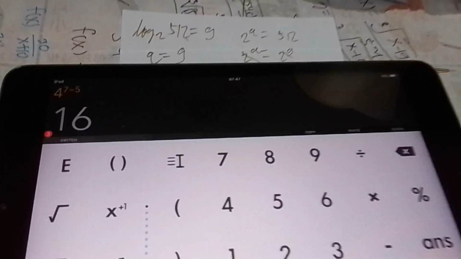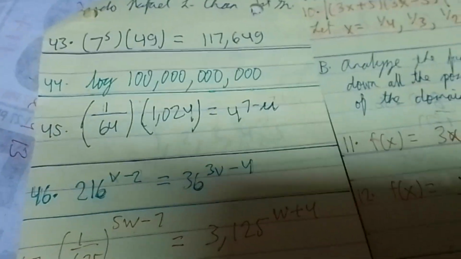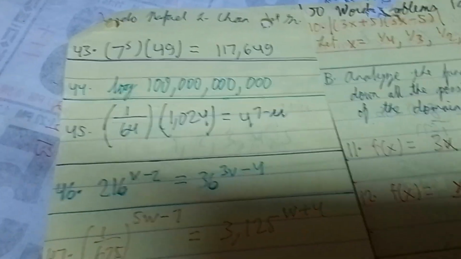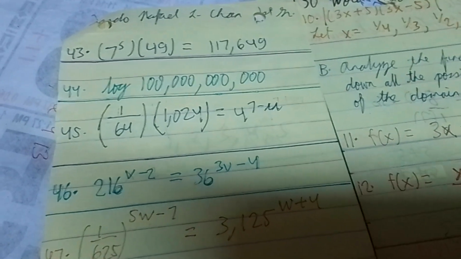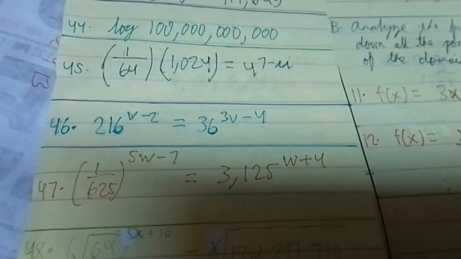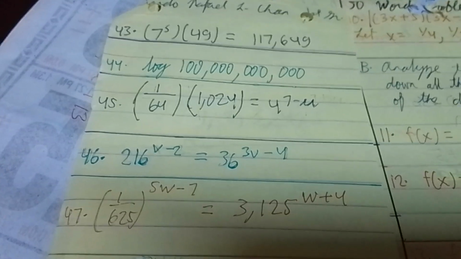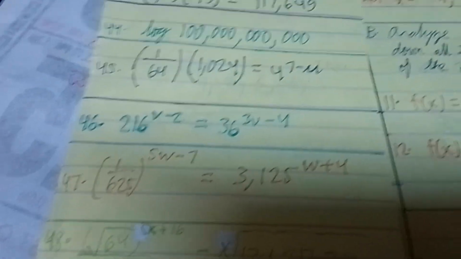So, checks. Next, let's go to number 6. The problem here is this. We have 216 raised to the v minus 2 power is equivalent to 36 raised to the 3v minus 4 power. This one is still easy for you to solve. Again, applying what you've learned, you just need to set it to a 1-to-1 base property. Find a base that is congruent among the two bases that you see here. 216 and 36. Is there a base that's congruent? Yes, and that's 6. Because 6 cubed is 216.